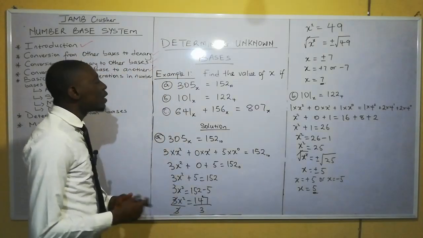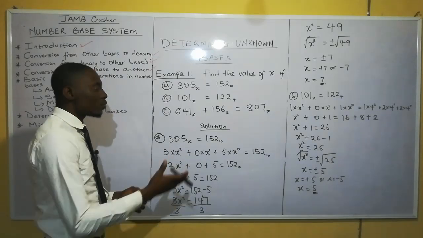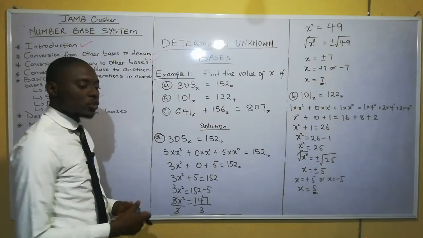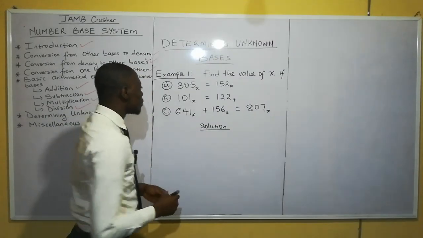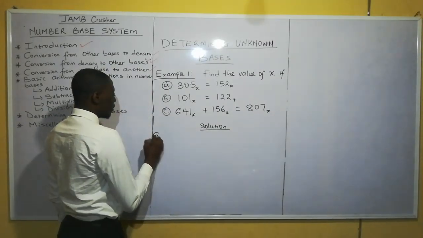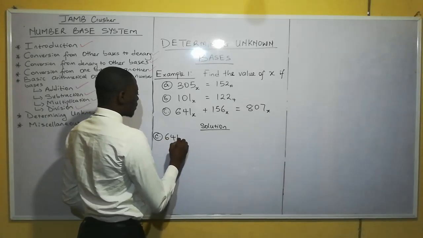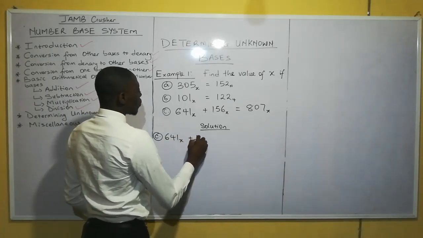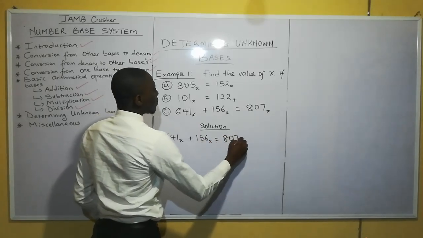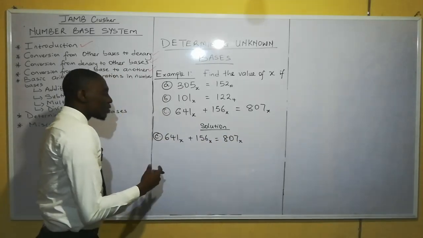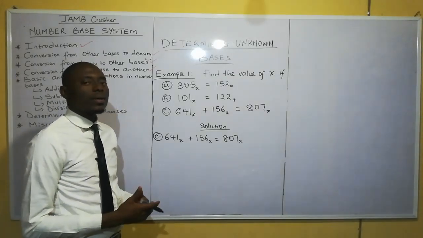Okay, let's now go to C. Let us solve it using the same method, the same approach as for question C. Let's do that together. We have 641 base x plus 156 base x is equal to 807 base x. I'm going to convert each of them to base 10. I'm simply going to expand in the powers of the base.